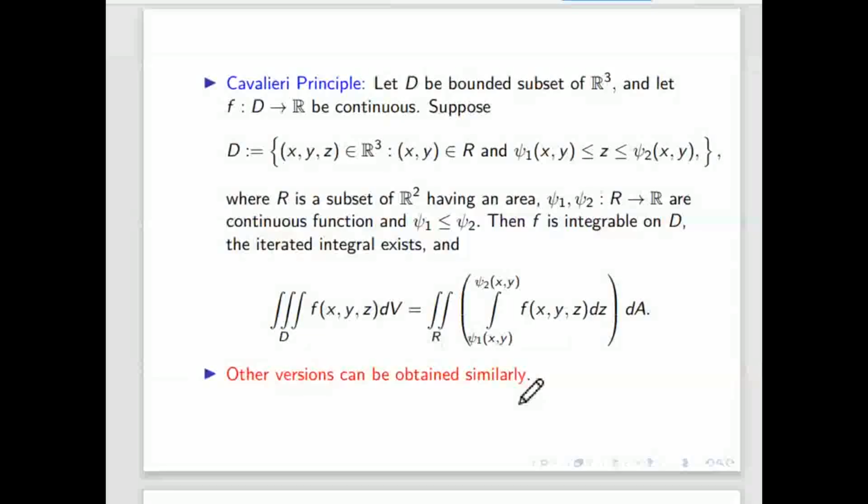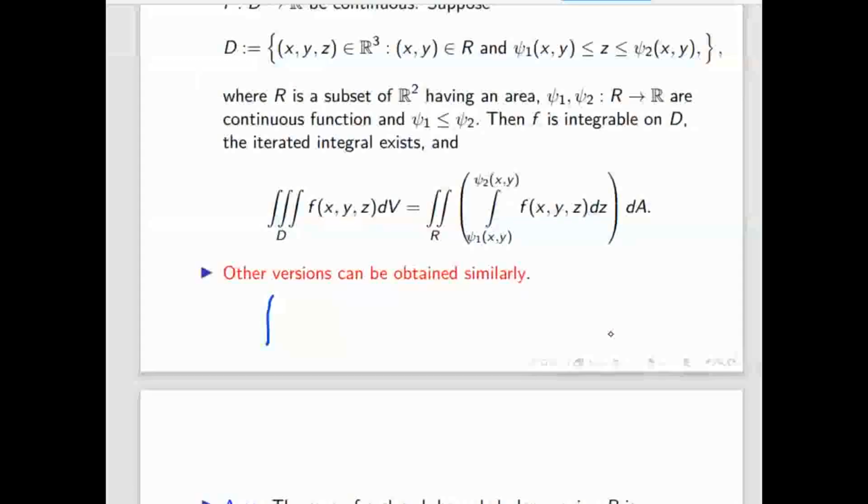Variables in xz or yz. So here first we are integrating with respect to z, and then we get a double integral. The same thing, 2 more possibilities. First you integrate with respect to x, then you again get a double integral, or with respect to y, again you get a double integral. So what is the other version? I am writing here, this dv is equal to this rectangle dA in the xy plane.